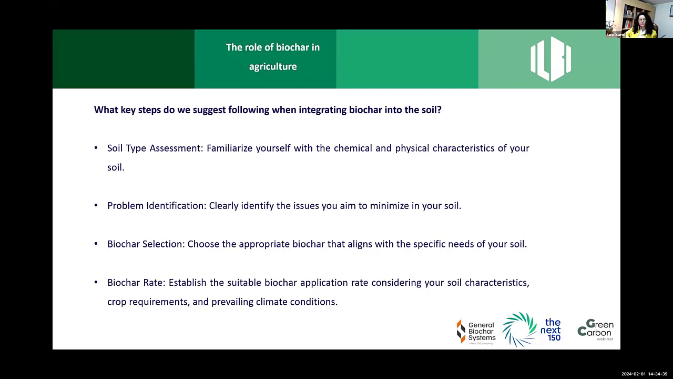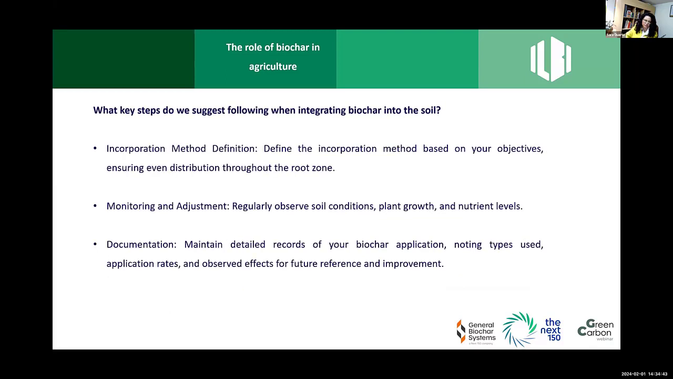Here it is really recommended to look for published results that are similar to the situation that you have. Another thing to consider is the incorporation method. Some indicate to put it on the surface, others incorporate it, but you must consider that the biochar needs to be available throughout the root zone. This is really important because finally in agriculture, you need to attend to the plant's demands.